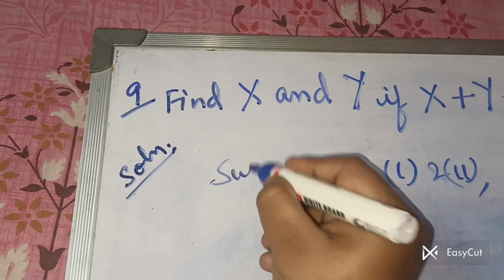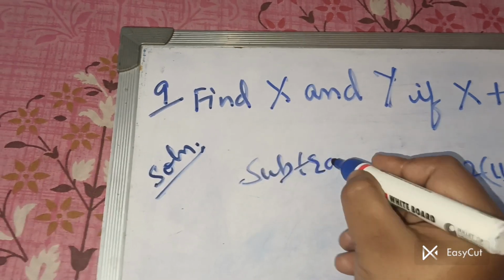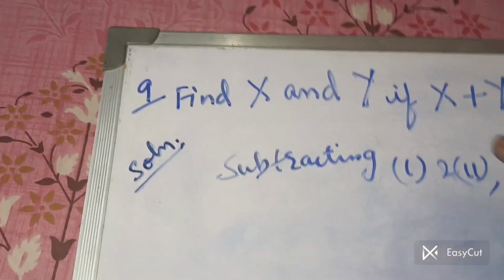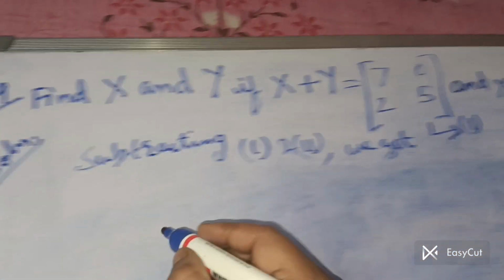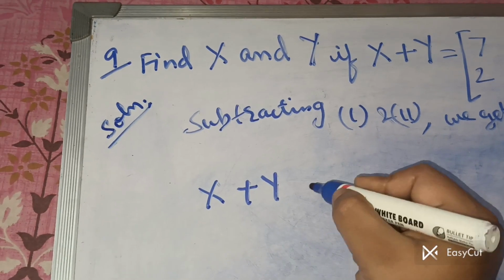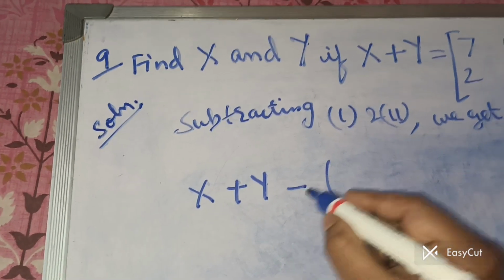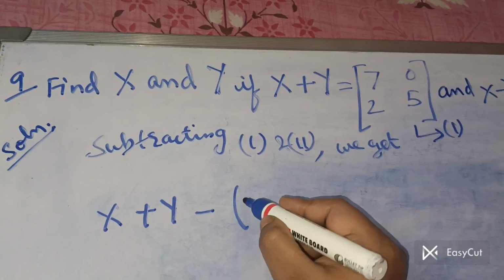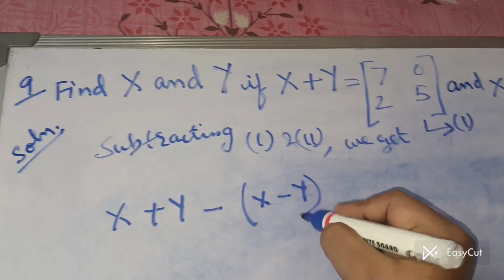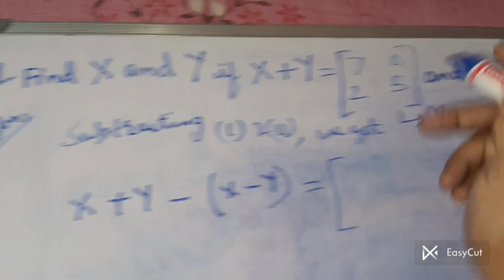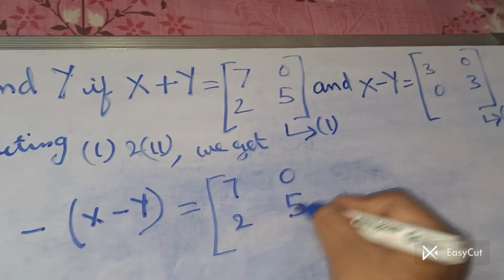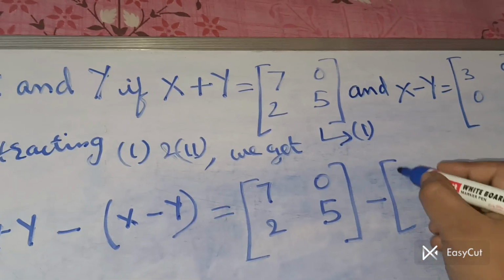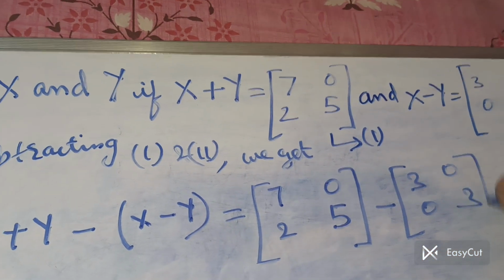Now to solve y, what we will do? We will do subtracting. We have to subtract these two, expression 1 and expression 2. So it will become matrix x plus y minus, since it is becoming minus, we have to put a bracket, x minus y equals, on the right hand side, [7 0; 2 5] minus [3 0; 0 3].